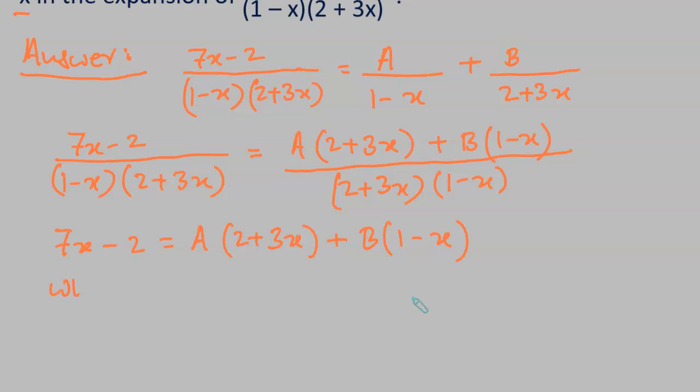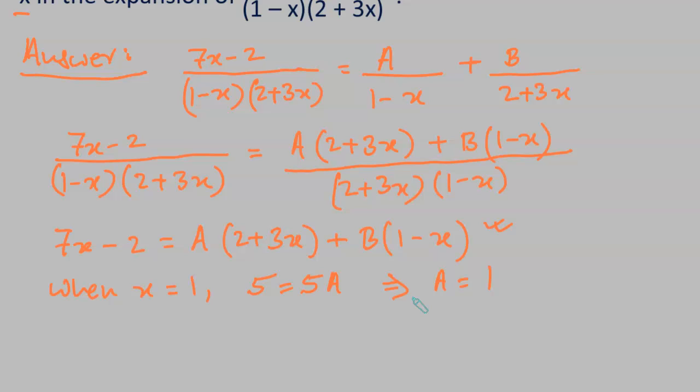For that, we take the x value as 1. Okay. When x equals 1, this part becomes equal to 0. The left hand side is 7 times 1 is 7 minus 2, it is 5. The right hand side is 2 plus 3 times 1, that is 5. So 5 equal to 5a. Therefore, a is equal to 1. Okay.